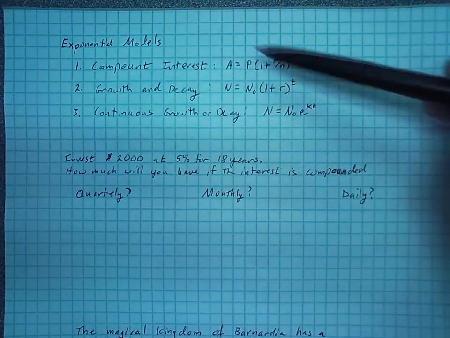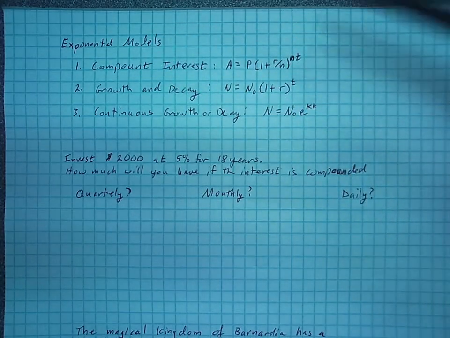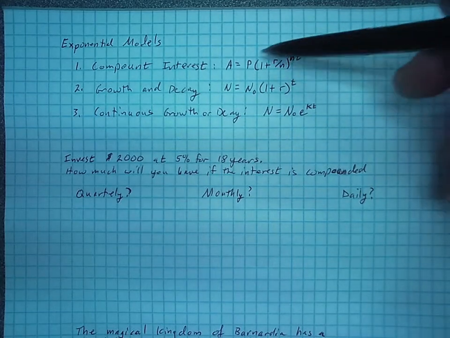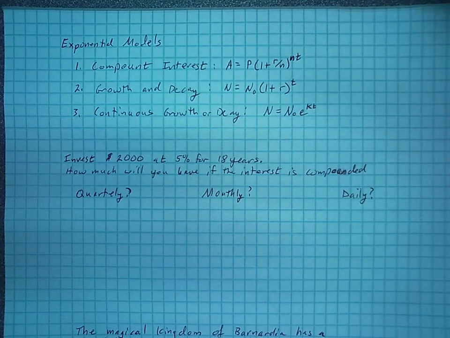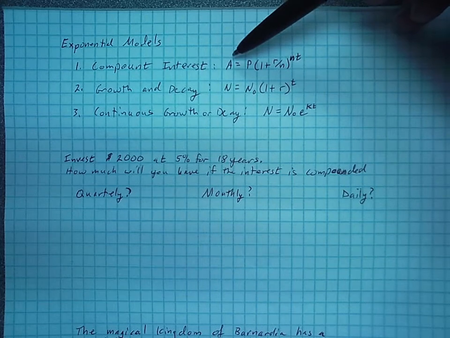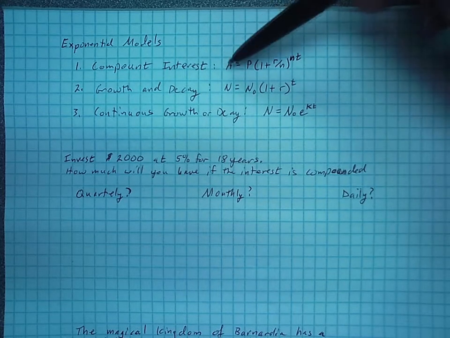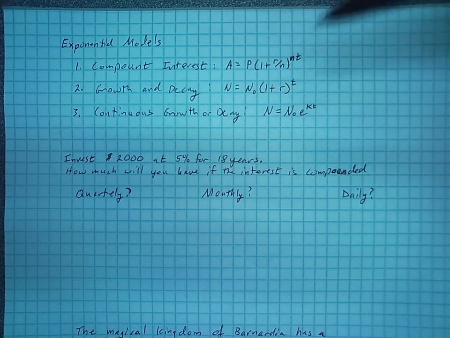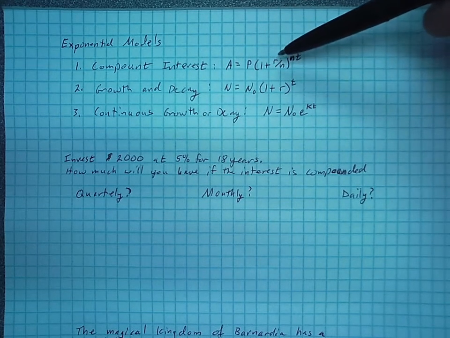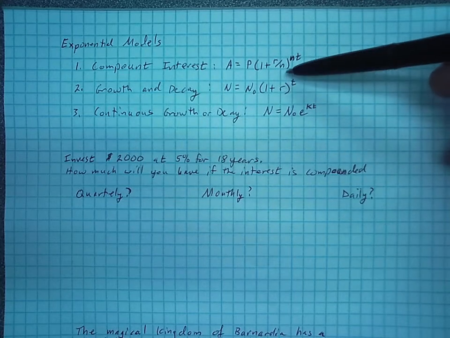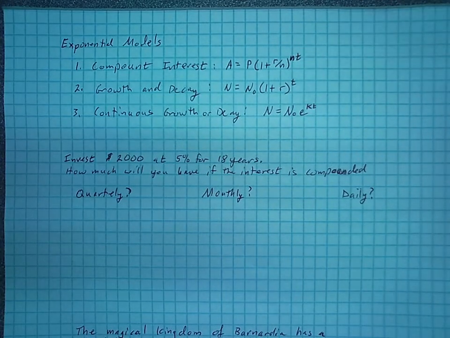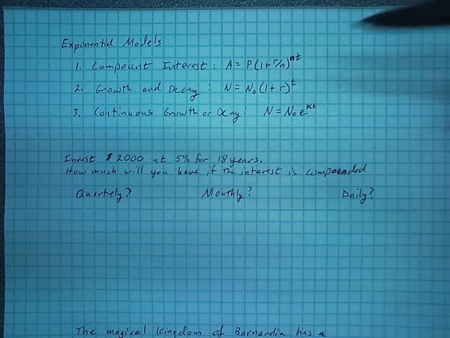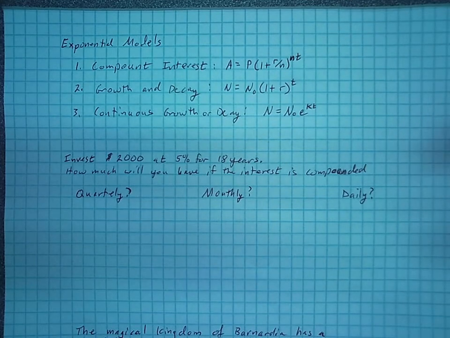The first type of exponential model is compound interest. In this formula, we're compounding interest a certain number of times per year. A stands for the amount that you'll have when you're done. P is the principal, that is the amount originally invested. We have a percentage rate, R. And then N is the number of times per year. So if your interest is compounded monthly, N would be 12. Whereas if your interest is compounded only quarterly, that's 4 times a year, so N would be 4. T then is the number of years.